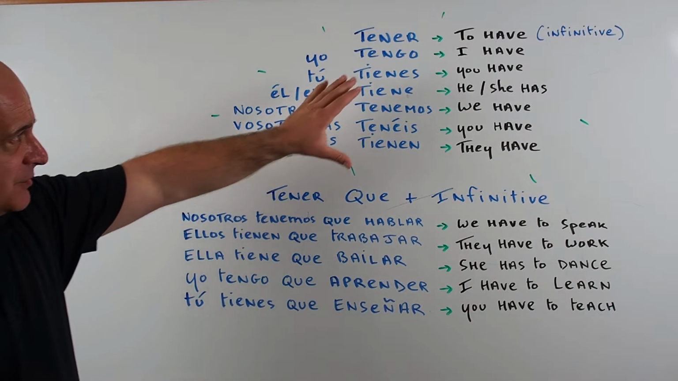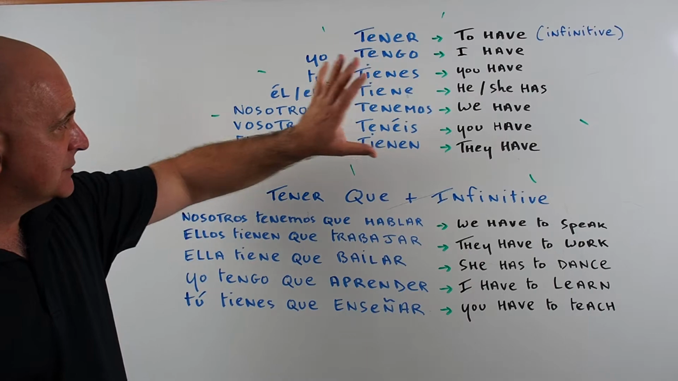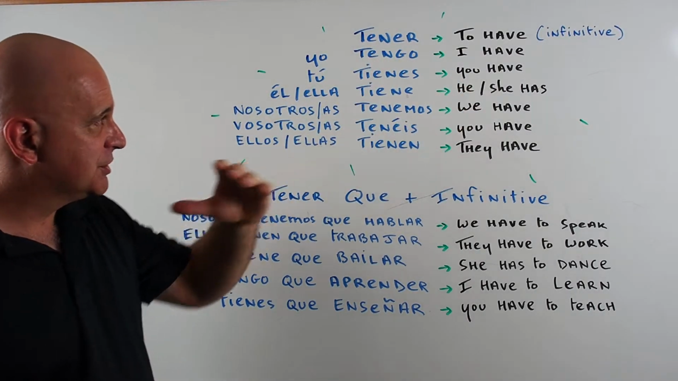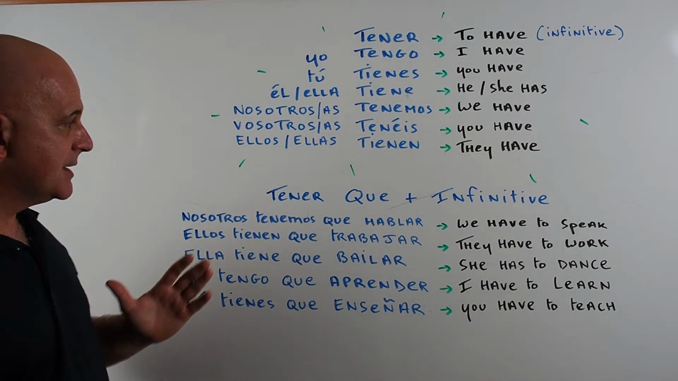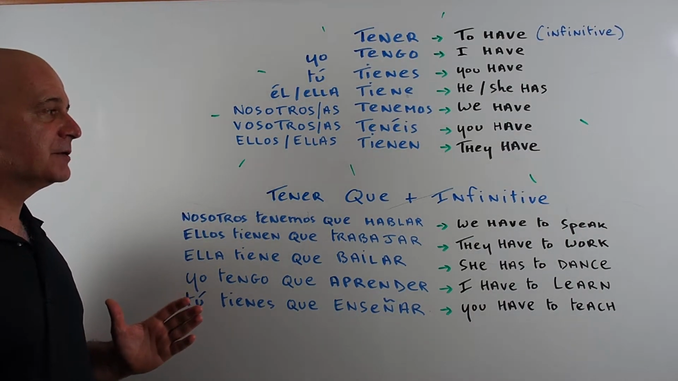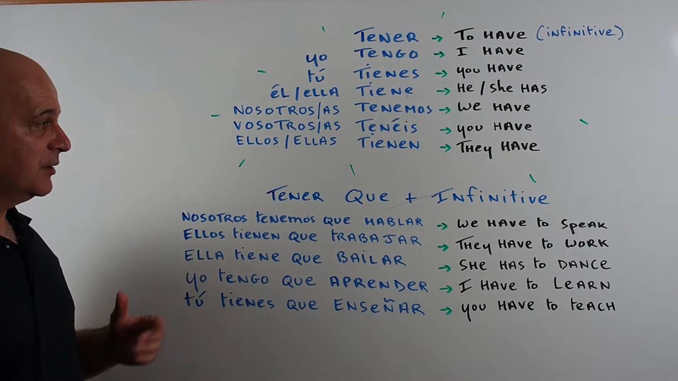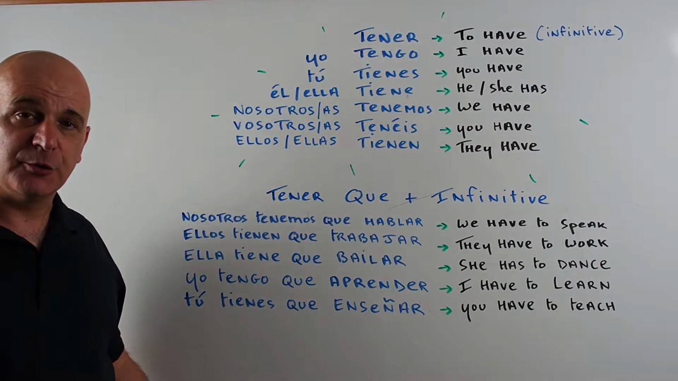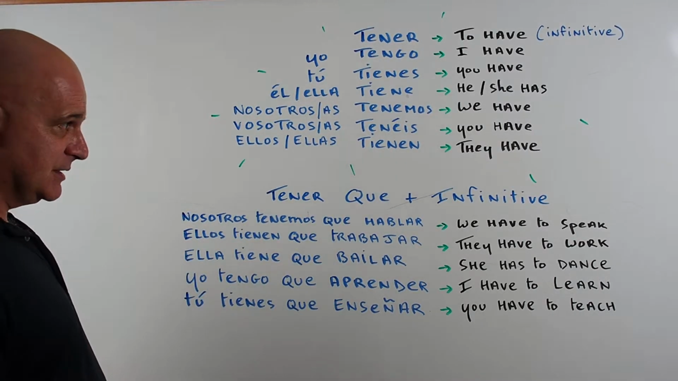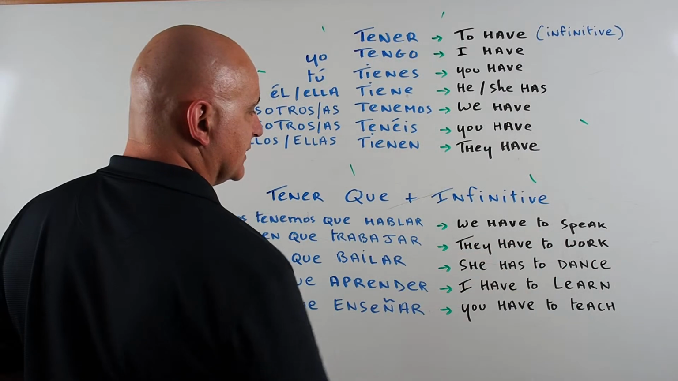So, we've got the verb tener here, conjugated. So you got the Spanish, you got the English. Now you know that you have to memorize them. Very important, right? And now what you also know is that we're going to be combining the verb tener with que, and we're going to add the infinitive of whatever action you want to talk about as an obligation. Let's say you want to say, we have to speak, right?